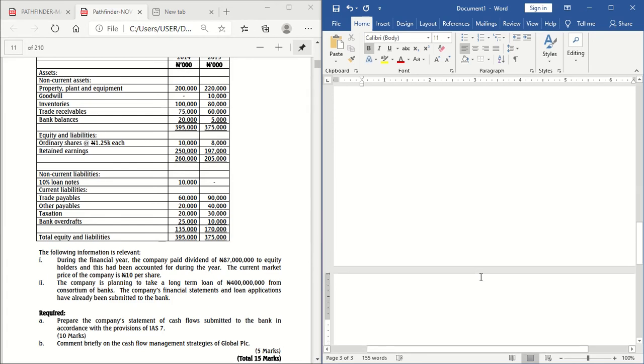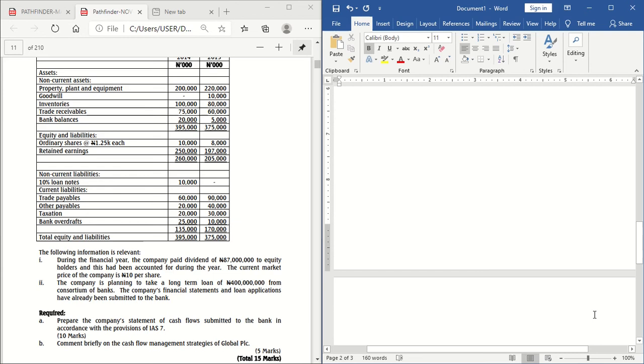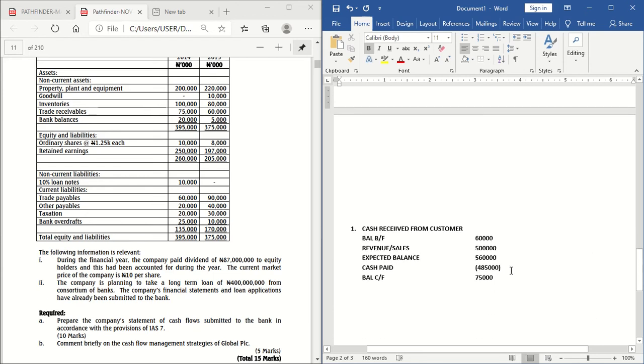So I will come here. The cash I received from my customer, note 1, 485,000. I will go again. What's the next thing? Cash paid to creditors. Your creditors are your suppliers, right? So working note 2, I need to come here under working note 2 now.